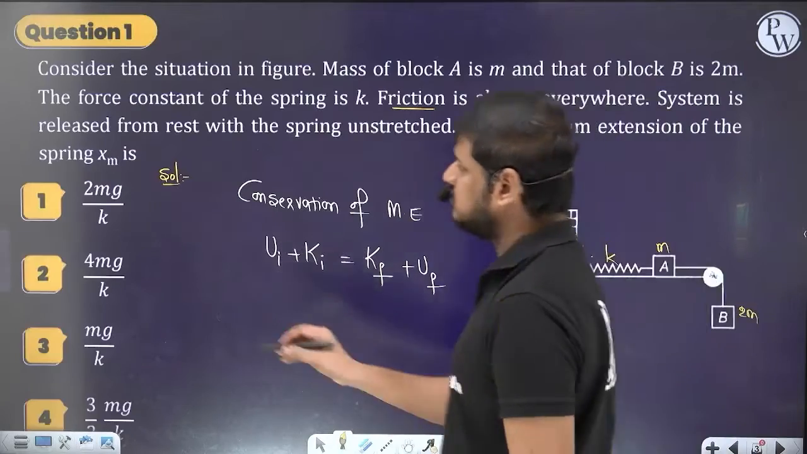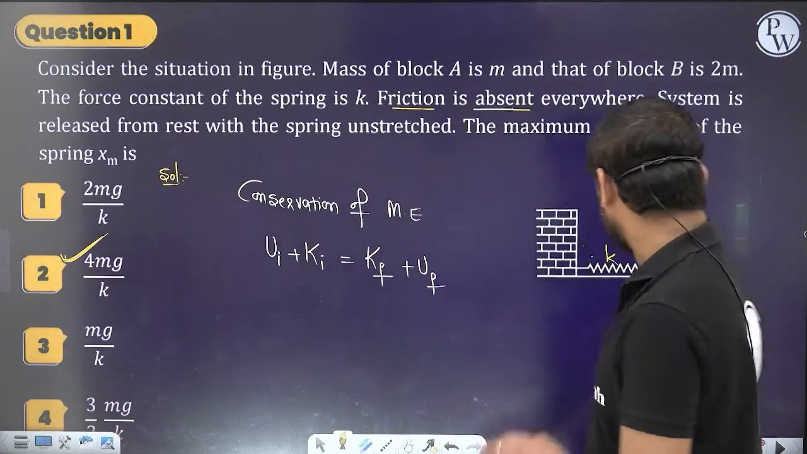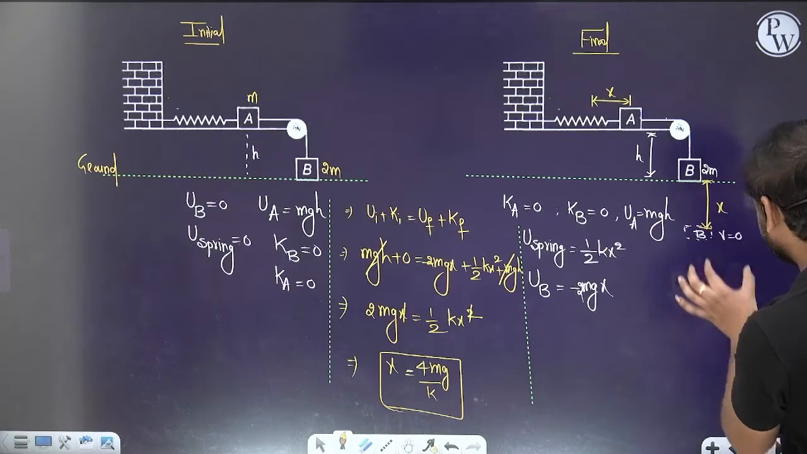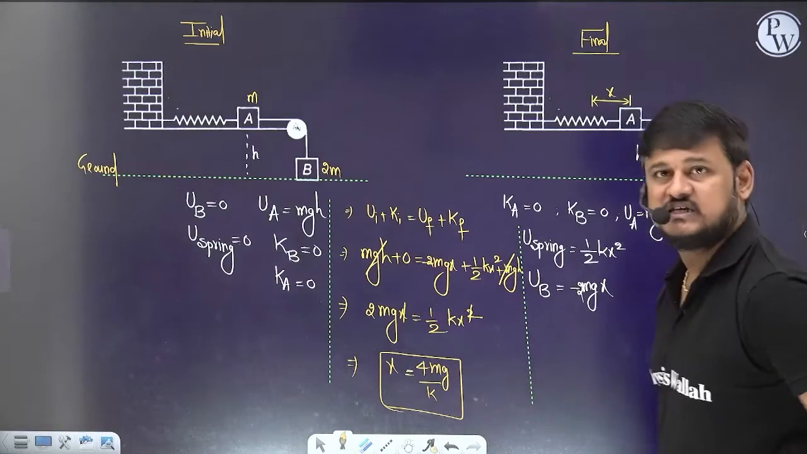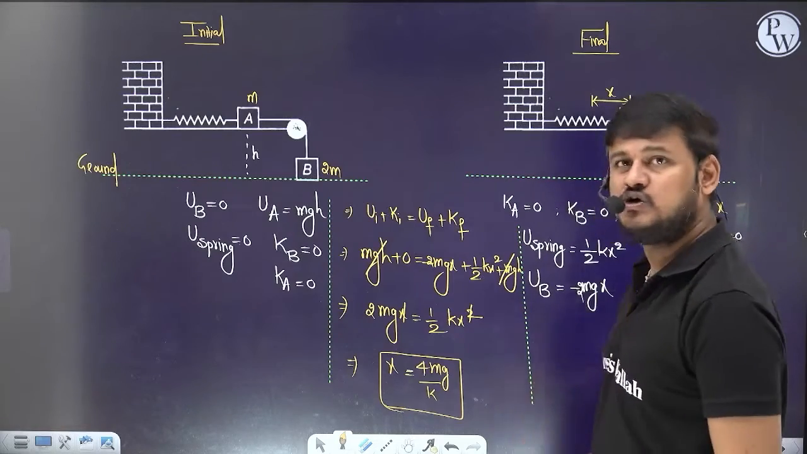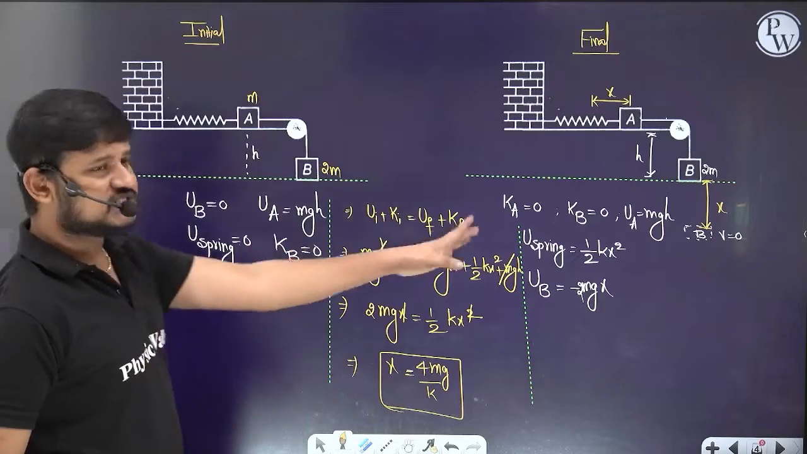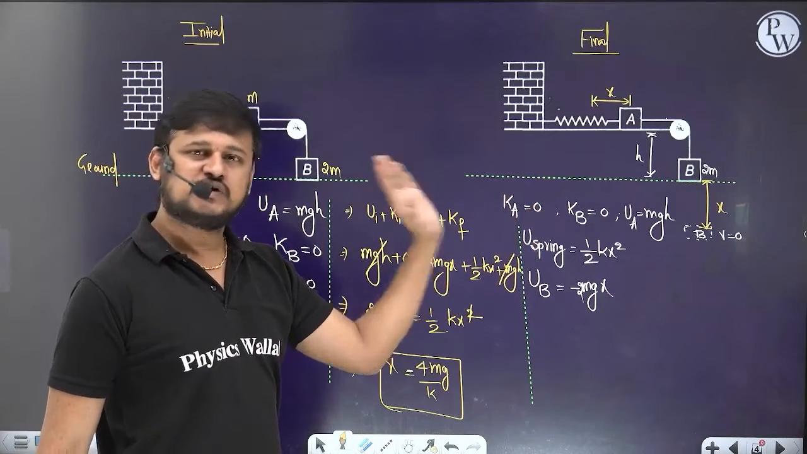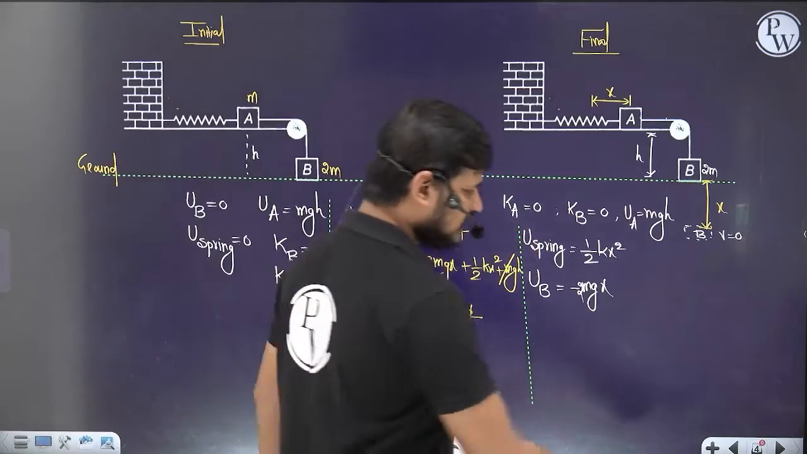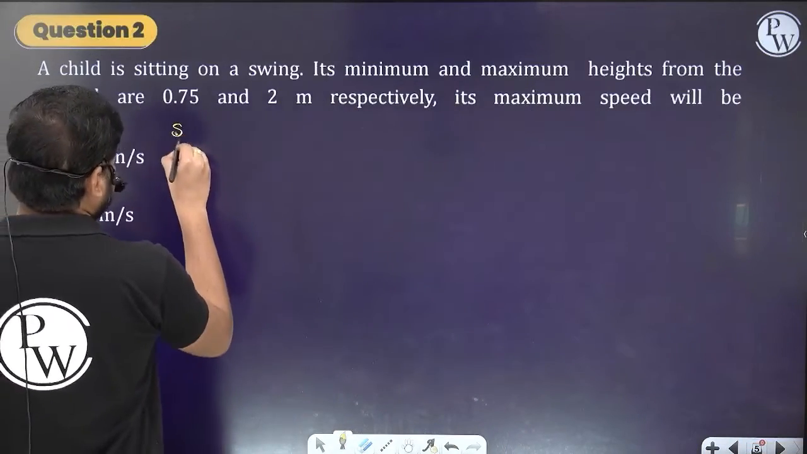Simple question. The 4mg by k, option 2, is the correct one, because this block is of mass 2m, so the potential energy will be minus 2mg into x. The displacement, or the height from the ground, is x. Clear? Understood? For any question related to conservation of mechanical energy, you just proceed this way, and then you can solve the question easily, right? Chalo, I'll solve more questions. Let's go for the next question.